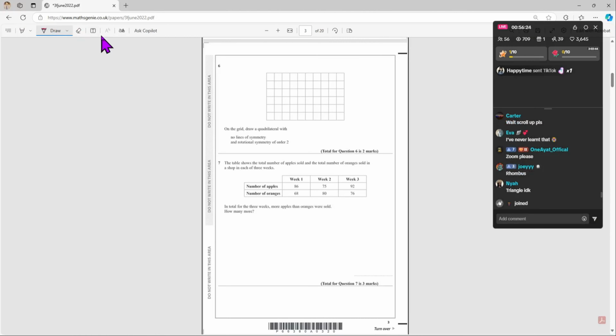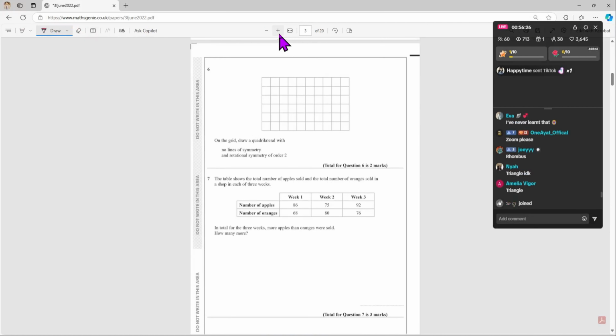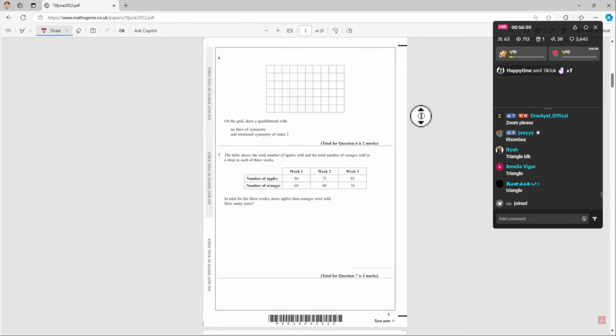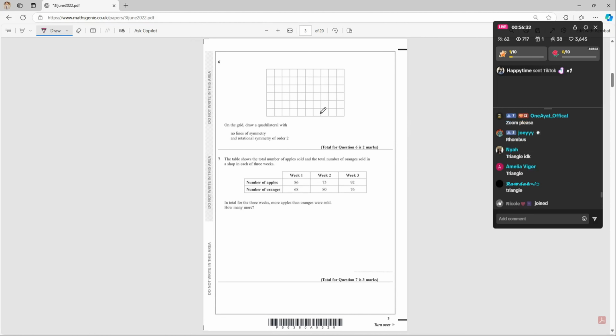A quadrilateral means a 4-sided shape, okay? We know a quadrilateral is a 4-sided shape. Okay, someone got it correct in the chat. It's a parallelogram.